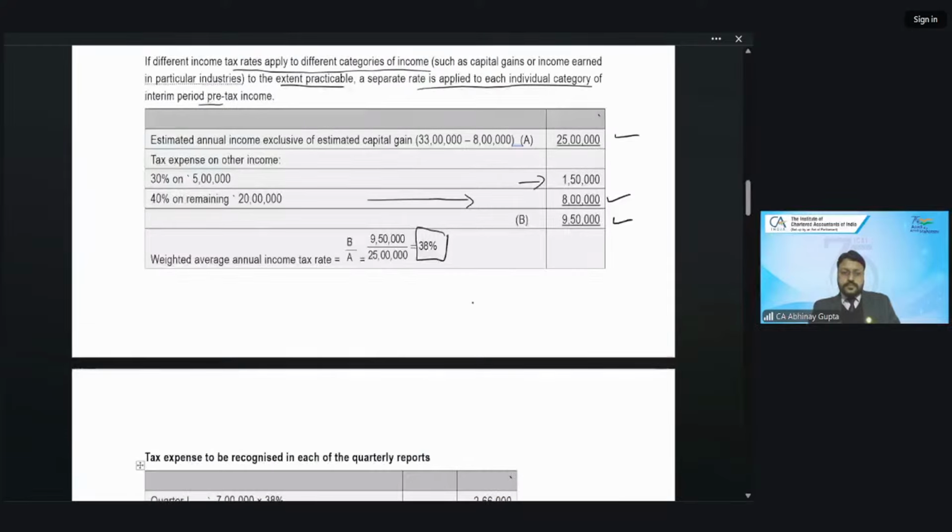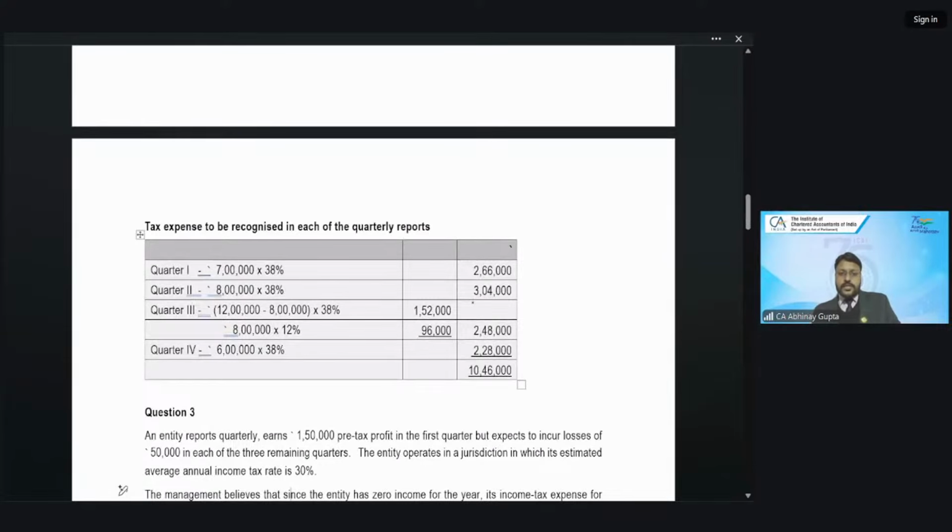Now, we will calculate for each of the quarters. So quarter one income is 7 lakh into 38%, 2 lakh 66,000. Quarter two income is 8 lakh into 38%, 3 lakh 4,000. Quarter three, 12 lakh minus 8 lakh into 38% and 8 lakh into 12%, because there is a specific capital gain tax rate of 12%, right? So 1 lakh 52,000 plus 96,000, 2 lakh 48,000. And quarter four, 6 lakh into 38%, 2 lakh 28,000. Total tax is 10 lakh 46,000.